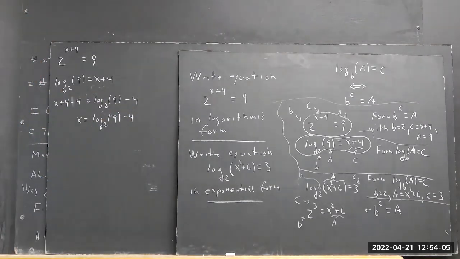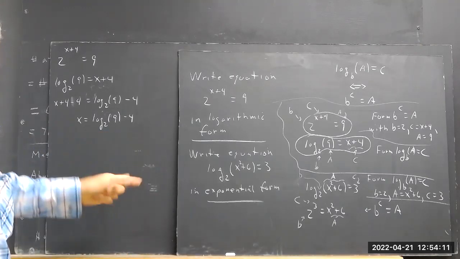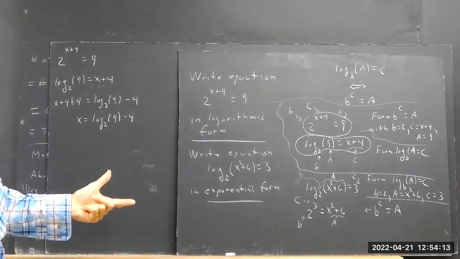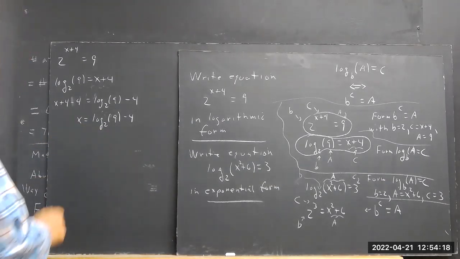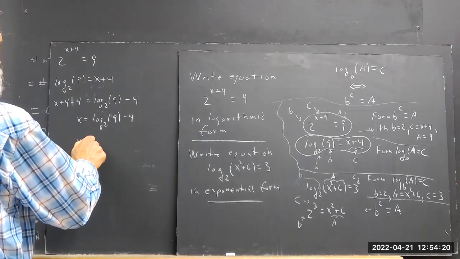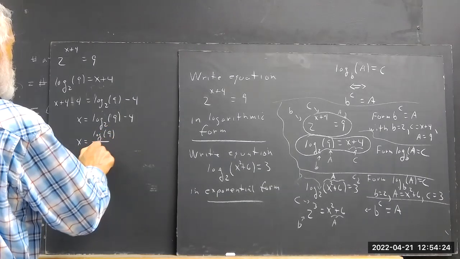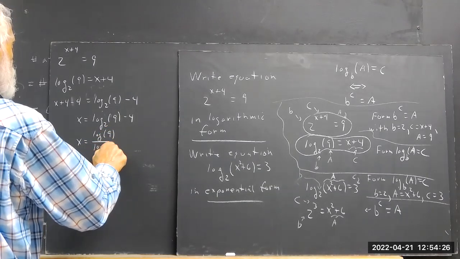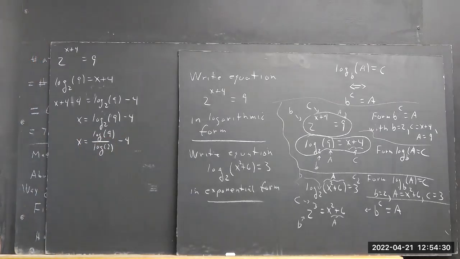That's all there is to it. Now, of course, you take your equation. If you want to solve it, you're going to have to use your calculator, right? But this is the solution. If you want the decimal equivalent, then x equals log of 9 over log of 2 minus 4.